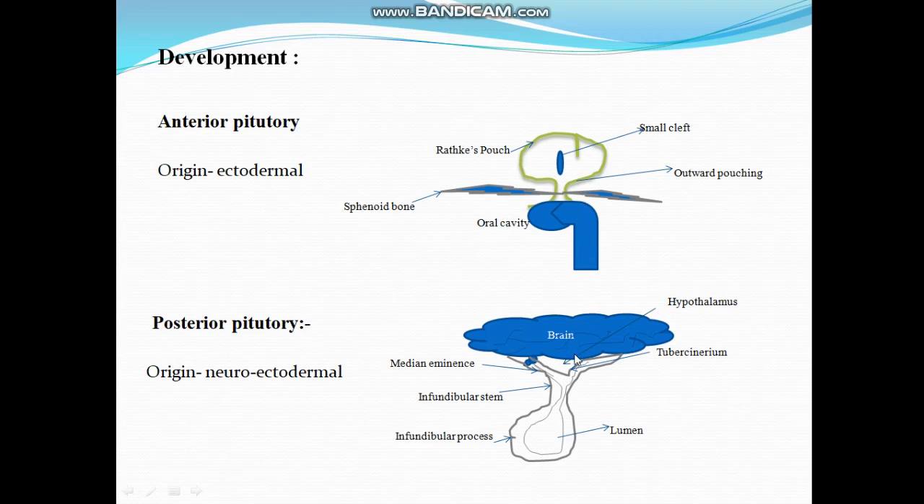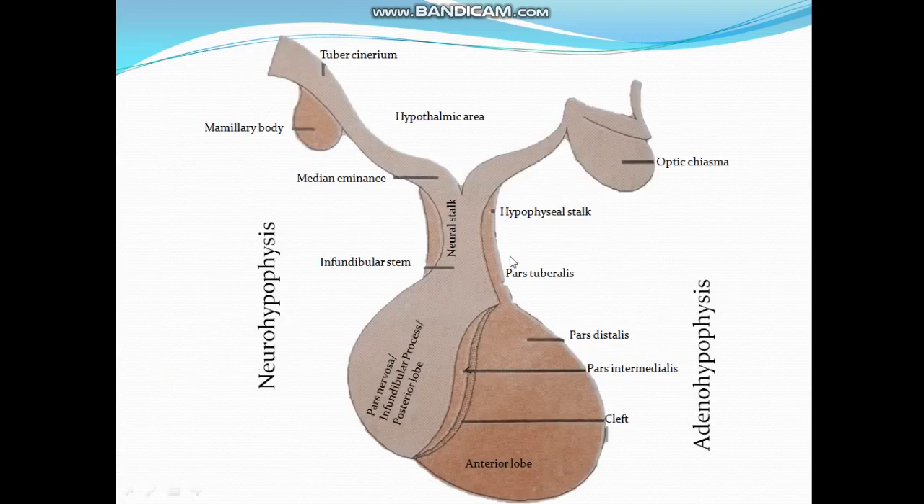At maturation, the anterior pituitary gland and posterior pituitary gland come so close that they form one organ, though not a single secretory one.